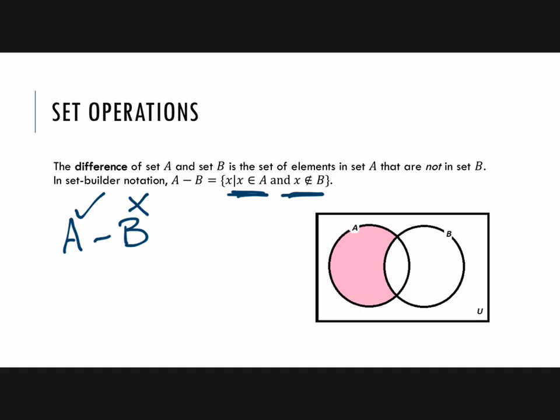All right. What would this one be? These elements. All right, well they're in B, but they're not in A. So that, in yellow here, this is B minus A.